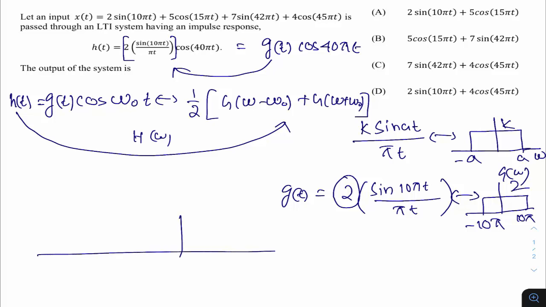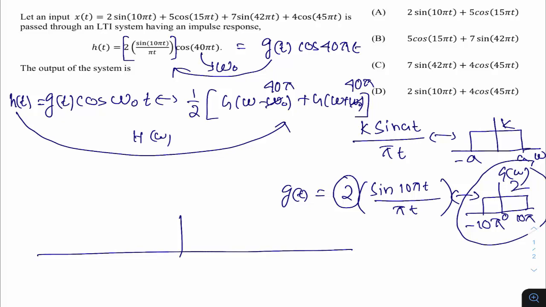So now you try to plot g of omega minus omega naught. By the way, what is this omega naught here? This is cos omega naught t. If you compare, omega naught is 40 pi. So this is g of omega minus 40 pi, and here you can substitute plus 40 pi. So g of omega is this function, which is centered at 0.